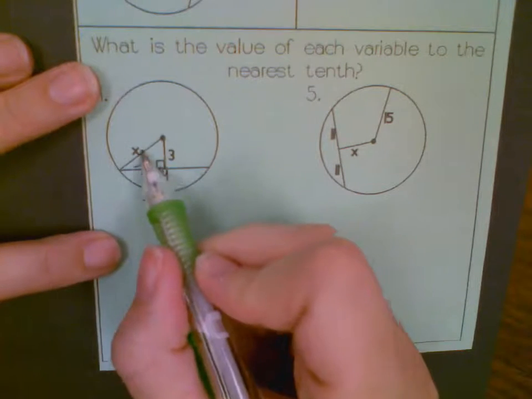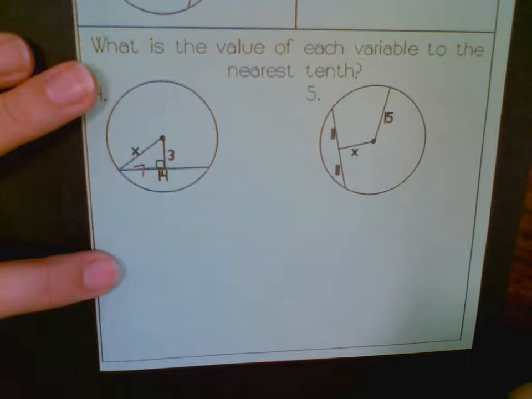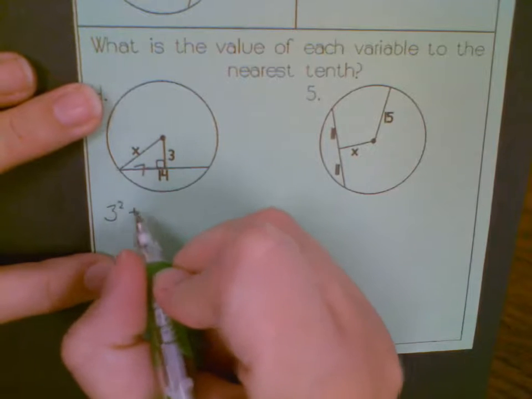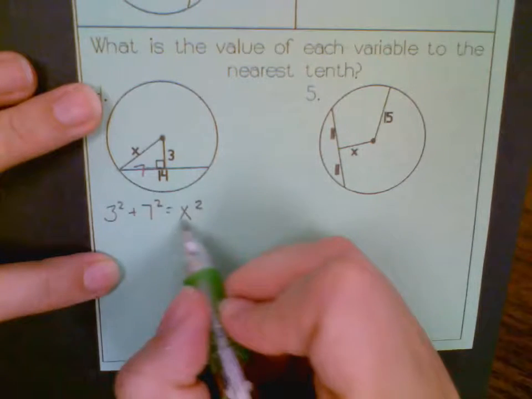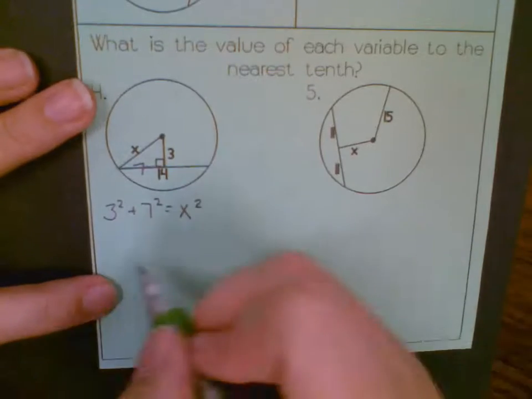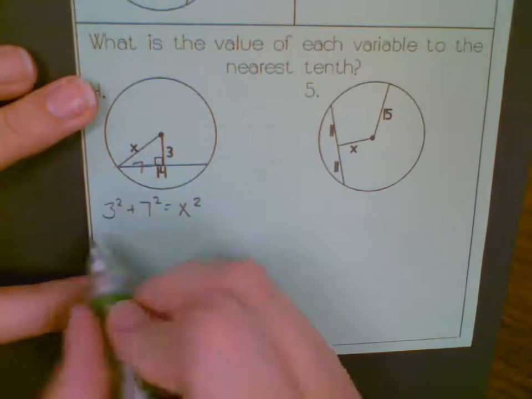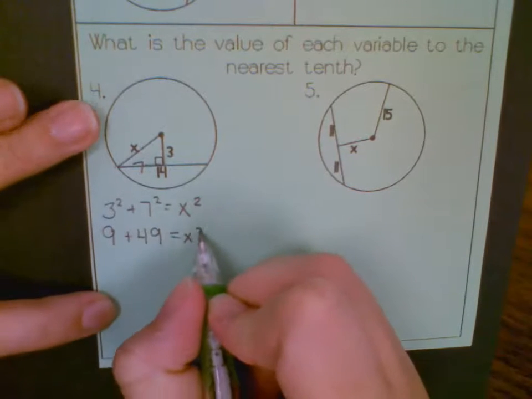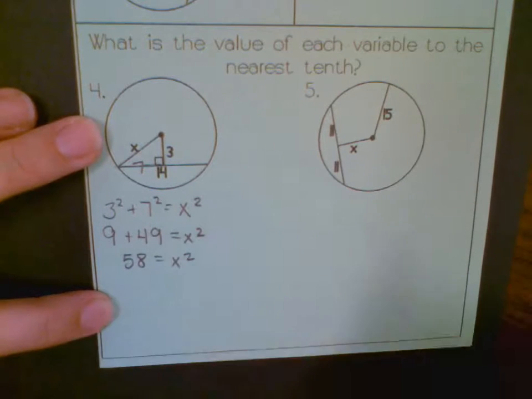So if we're trying to figure out what the radius is, we have a right triangle. So what's the method we can use? Very good, Pythagorean theorem. So 3 squared plus 7 squared equals x squared. Remember, the c is always the hypotenuse across from the 90. So then we can just solve that to get what the radius is. So we would have 9 plus 49 equals x squared. So 58 equals x squared, and then we take the square root.